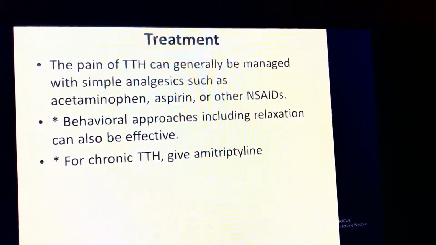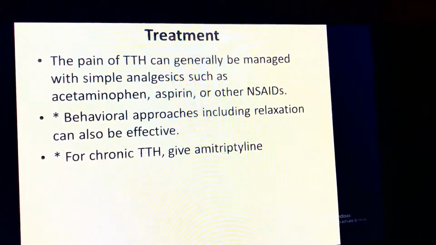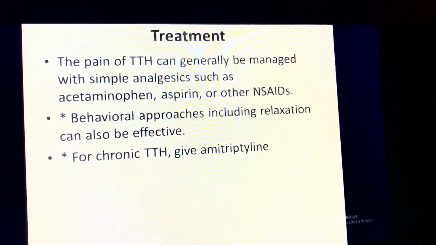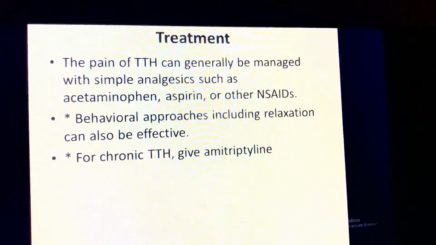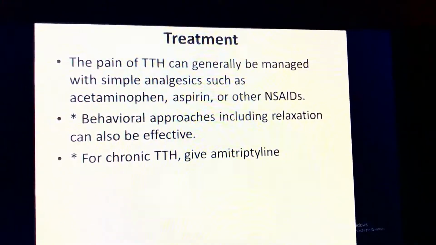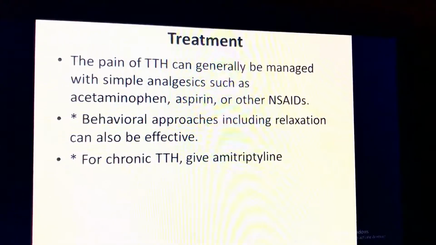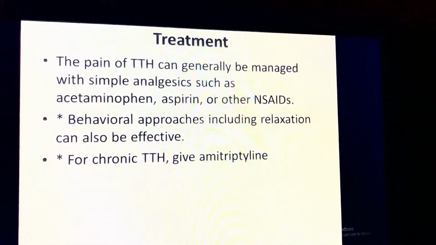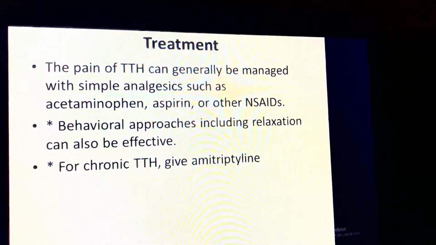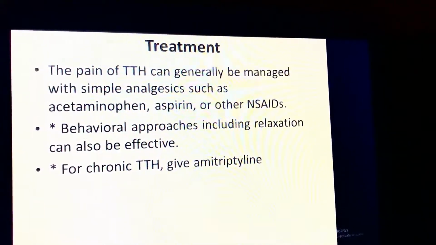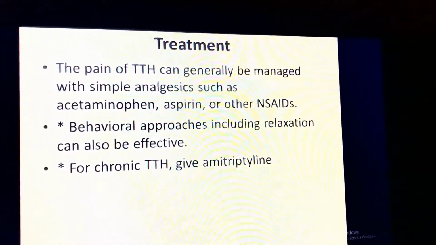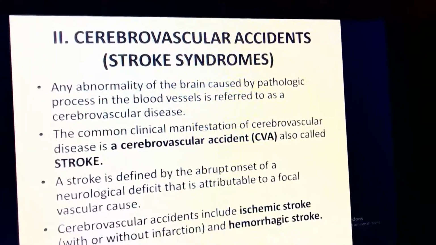The treatment for tension type headache: the pain can generally be managed with simple analgesics such as acetaminophen, aspirin, or others. Behavioral approaches, including relaxation, can also be effective. For chronic tension type headache, give amitriptyline. For chronic pain, we give amitriptyline. This is the headache without signs of vomiting, photophobia, and nausea. This will be tension type headache. It is chronic and comes on more days, so we will give amitriptyline.